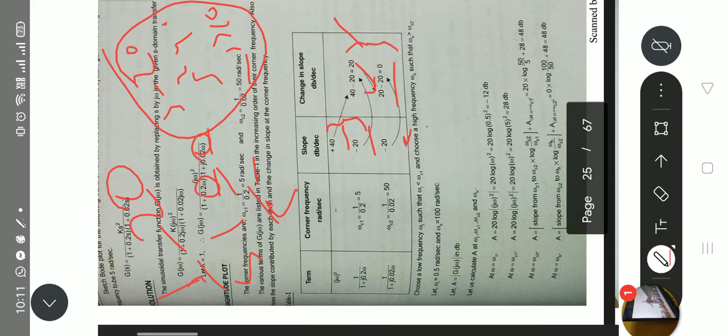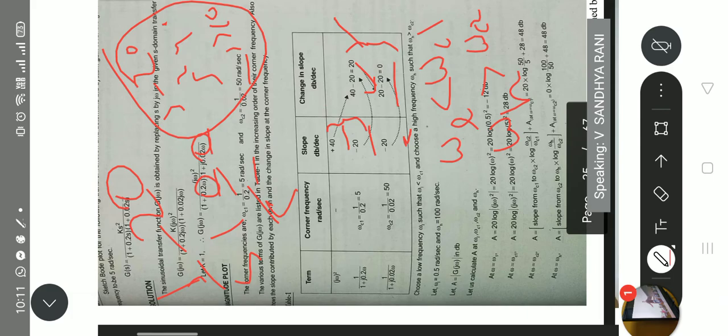Then you have to take the lower and higher corner frequencies. So omega L is less than omega C1 and omega H is greater than omega C2. Omega L must be less than 5, any value you can take. Omega H must be greater than 50, any value you can take. So I am taking omega L as 0.5 and omega H as 100. Then we can calculate the magnitude.